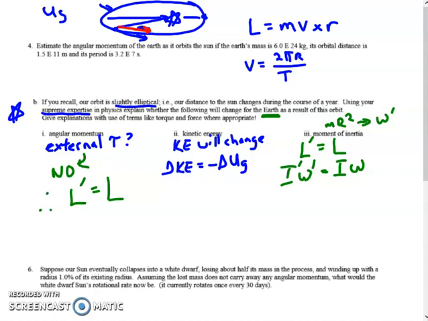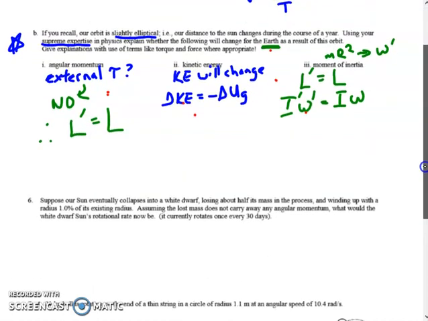So here we're looking at external torque. Here we're looking at external work. Or if you include the sun in our system, then you can look at it in terms of conservation of energy. But since it was just the Earth, we should look at it in terms of work. And since the kinetic energy will change, the velocity will change. Therefore, the angular velocity will change. All right, that's a good problem.